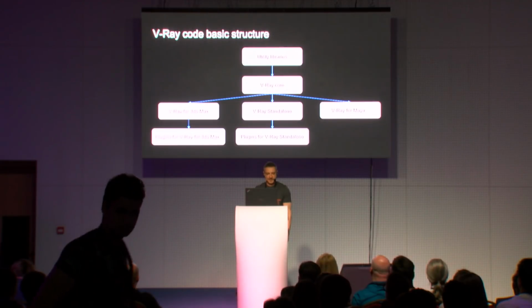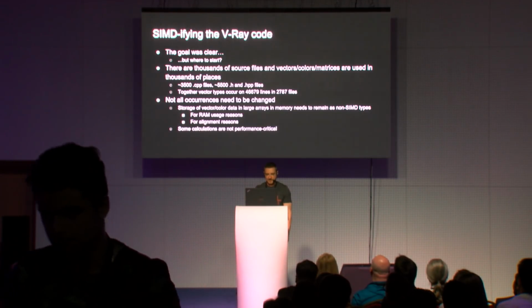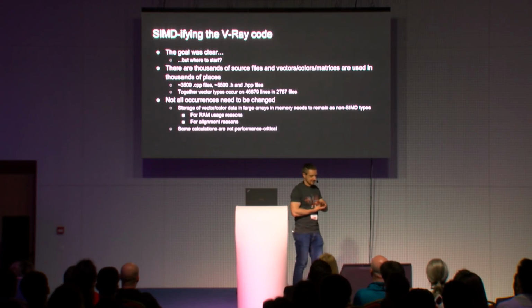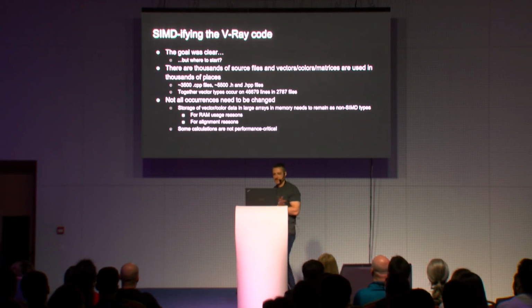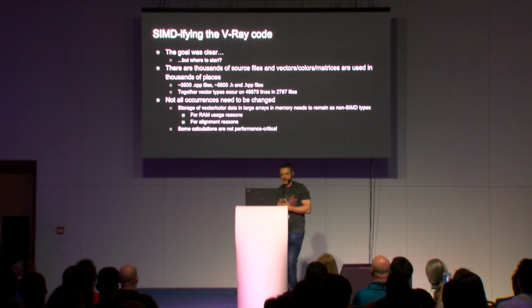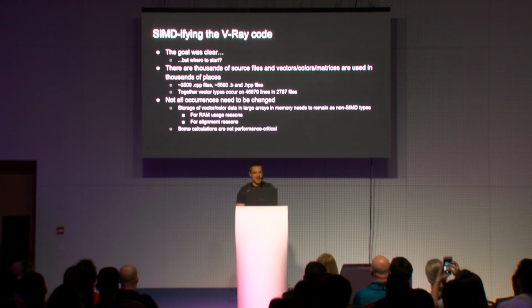The question was, however, because we have a huge code base, let's go to the next slide. It has more than 3,000 C++ files, header files are more than 5,000, and I actually counted how many lines of code contain vectors, and you see that it's 50,000. So how do you make a change like this?